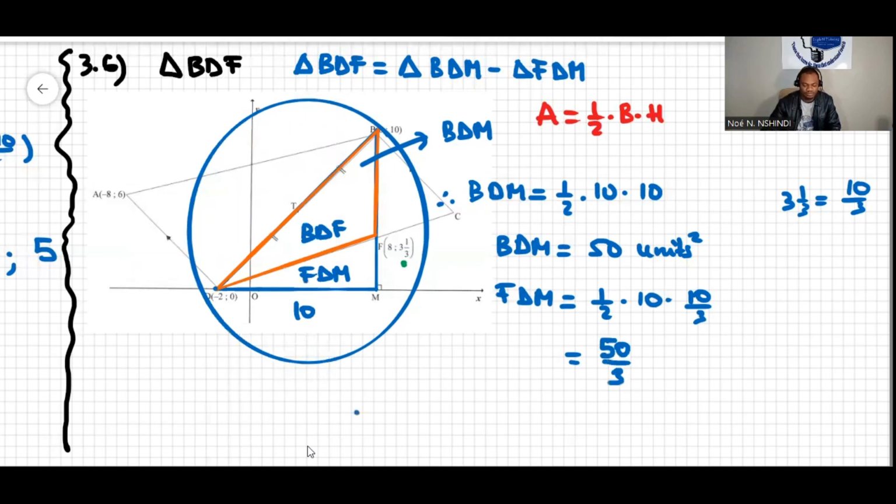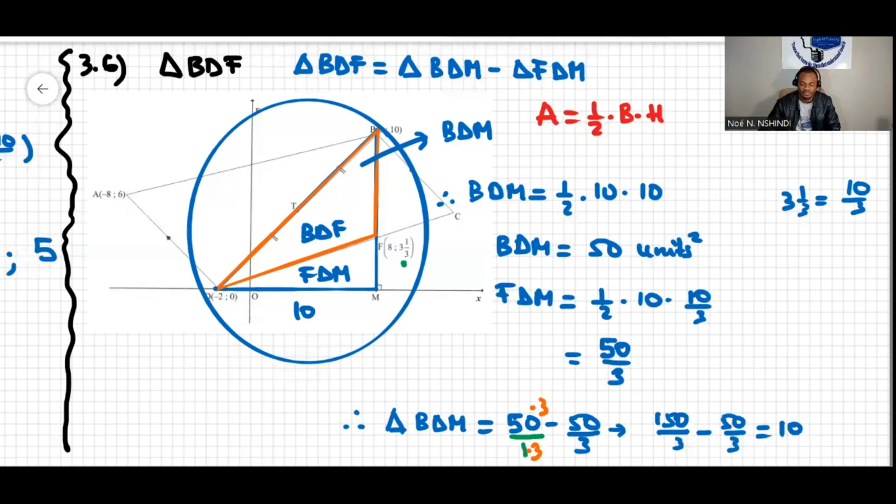Therefore, the area of the triangle BDF will be equal to 50 minus 50 over 3. To work this out, because 50 has a denominator of 1, we can make it a denominator of 3. If we multiply by 3, we multiply also by 3 there, and then this will be 150 over 3 minus 50 over 3, and this is 100 over 3.